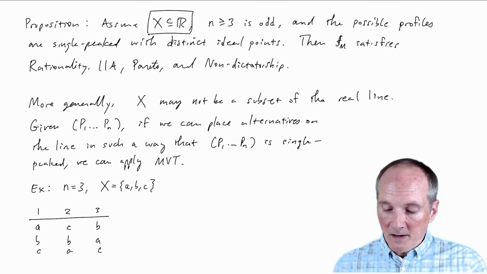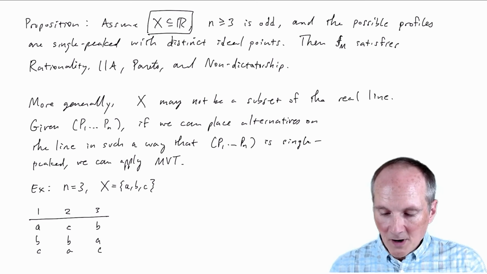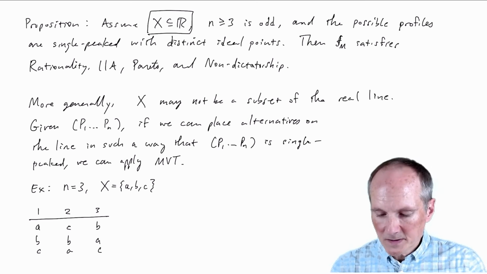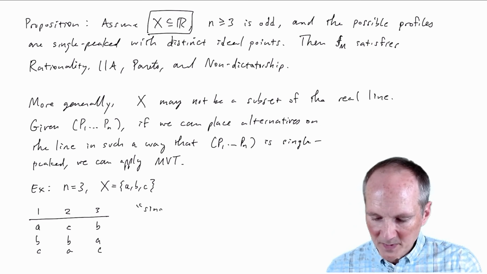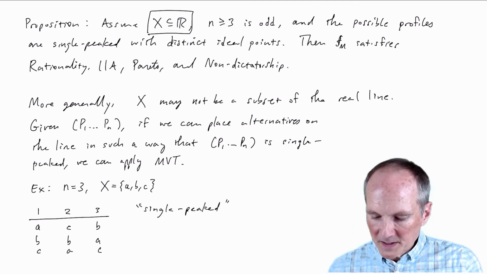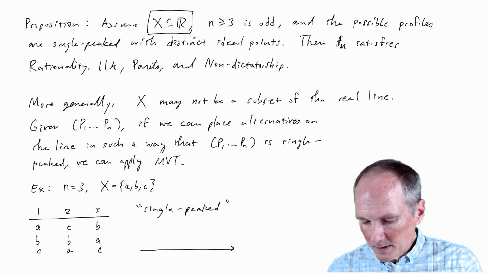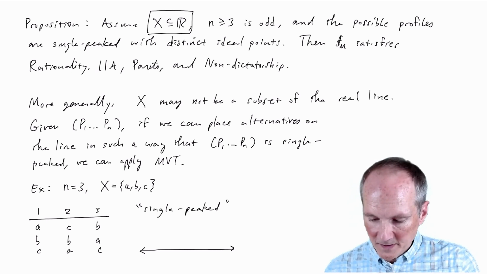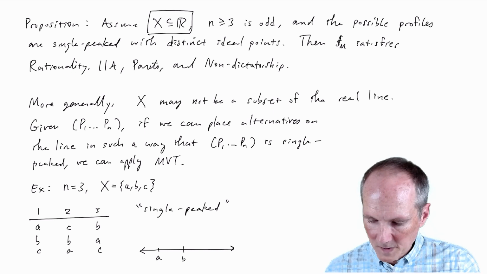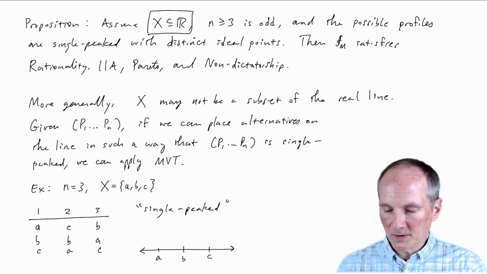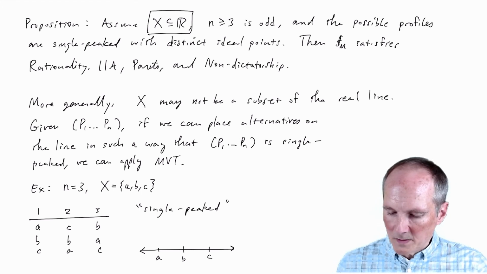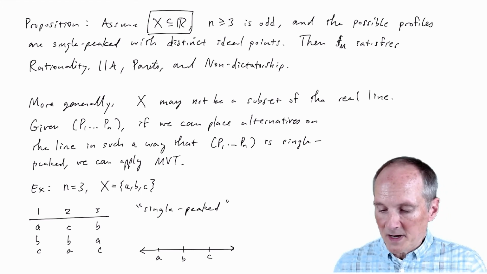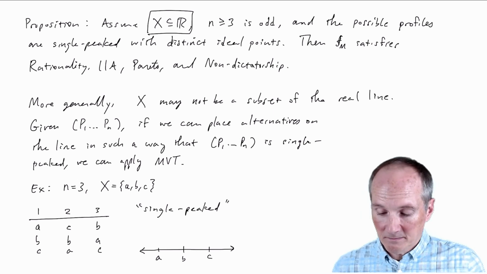All right, so this is just an abstract model. Here's a preference profile. We can actually call this "single peaked", I'll put it in quotes because I haven't been very formal about this, because we could just place these alternatives on the line. In fact, alphabetical order will do. And if we do that, this profile would then be single peaked according to the definition that we've given, okay?